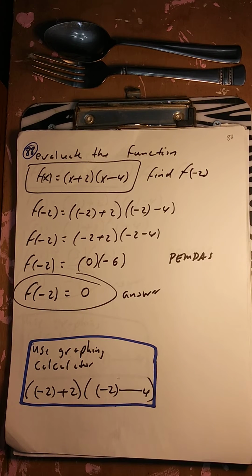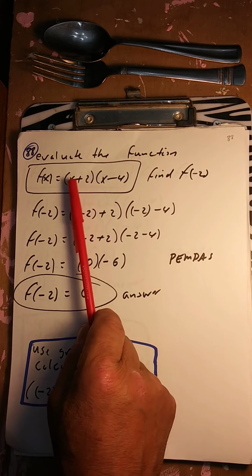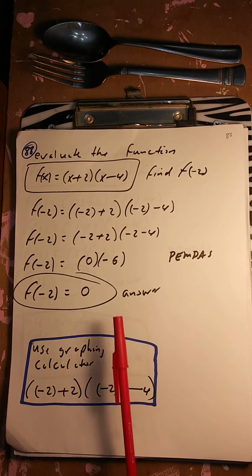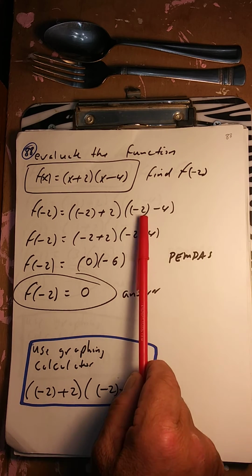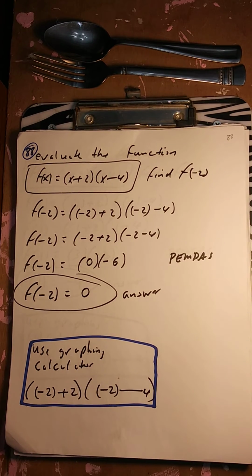Evaluate the function. Put a negative 2 for the x's. There's one there, there's one there. So put a negative 2 there, and a negative 2 there. Let's see what's going to happen here. So we have negative 2, take the parentheses off. Negative 2 and 2 is 0. And this is going to be negative 6. 0 times that number is still going to be 0.